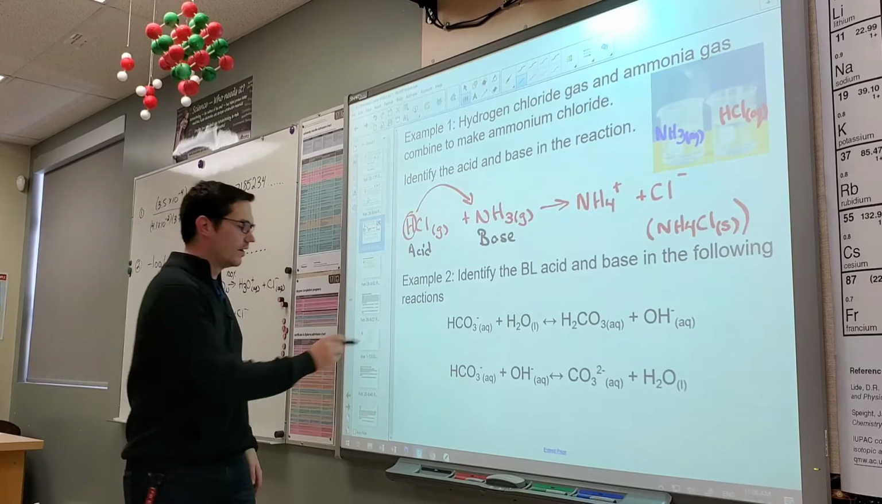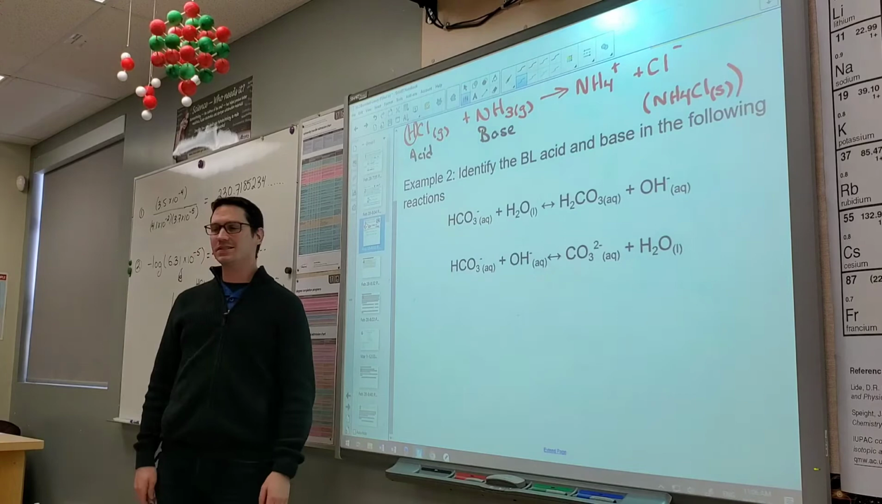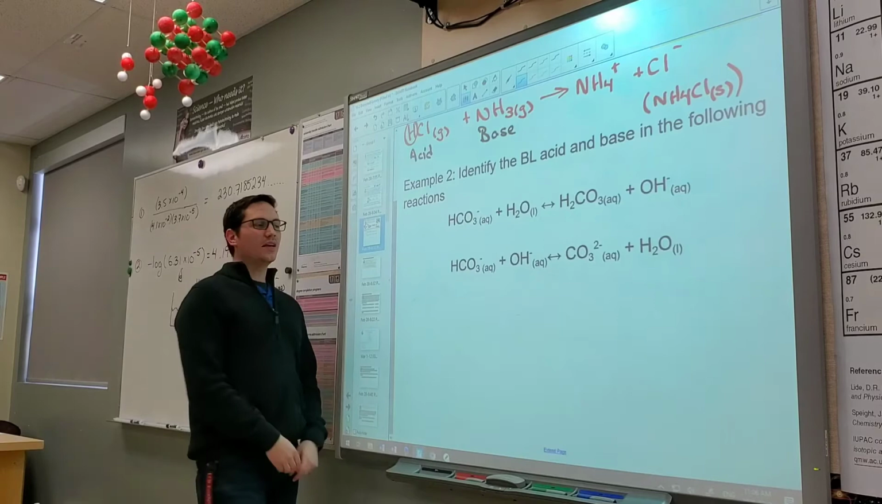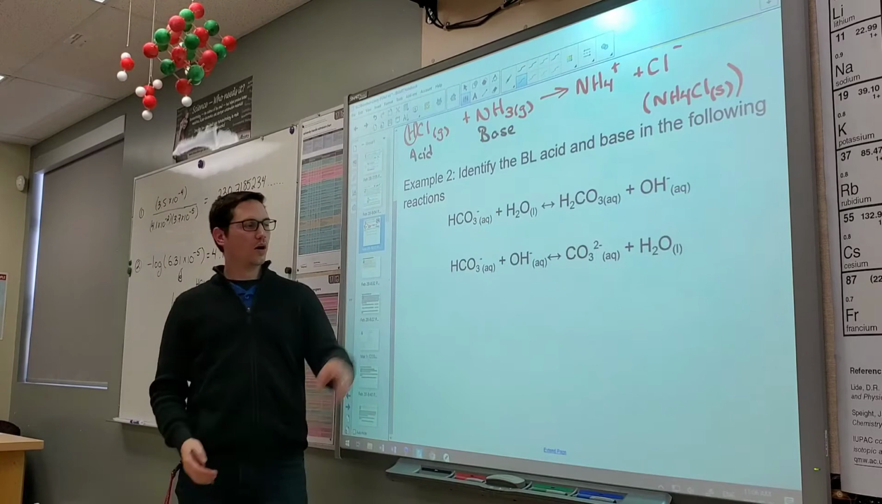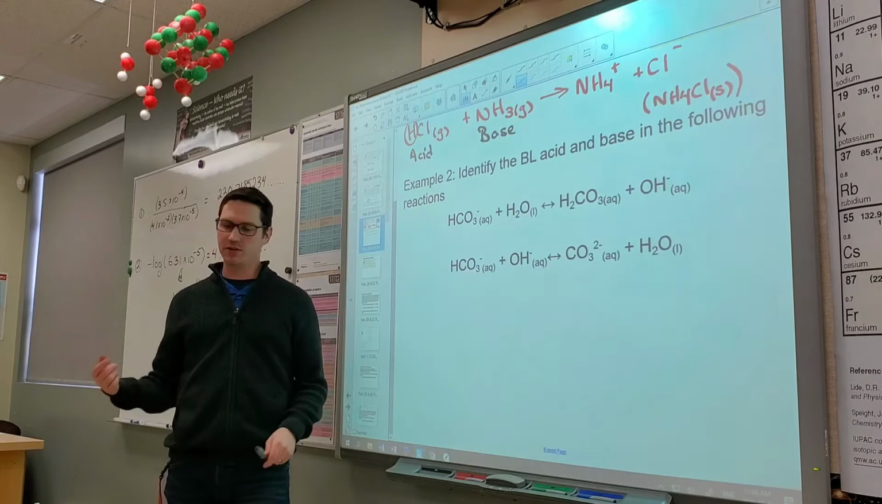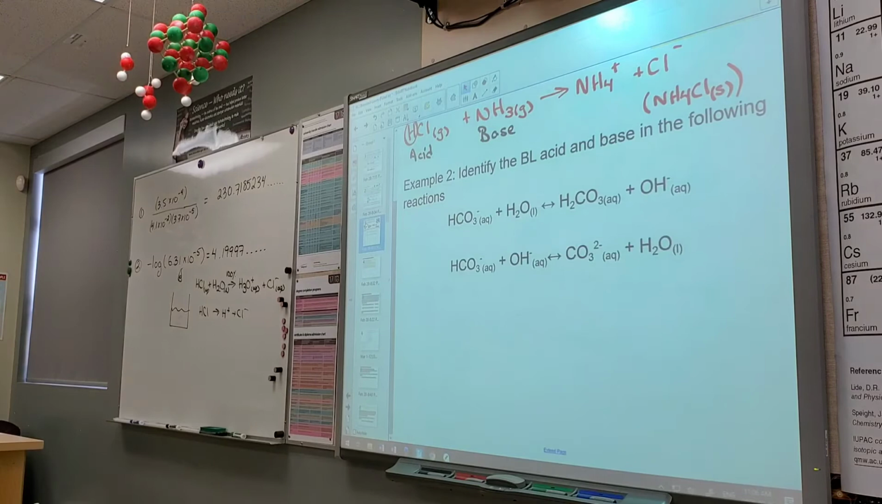So what I want you to do is identify the Bronsted-Lowry acids and bases in these two equations. We already really talked about them, but just really quickly, identify this as an acid, that as an acid, or this as a base, that as a base. So all of the reactants here, identify them as either acids or bases, depending on if they're donating or accepting protons. Look at something from the beginning to the end. Did it donate?